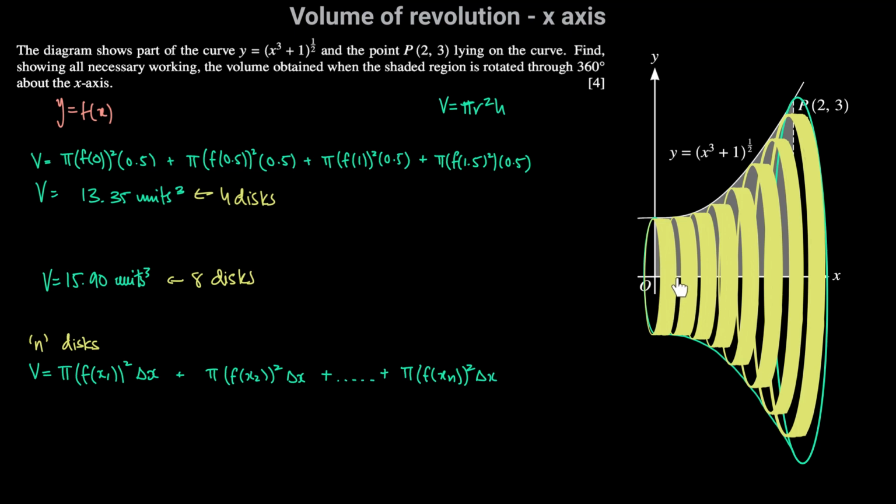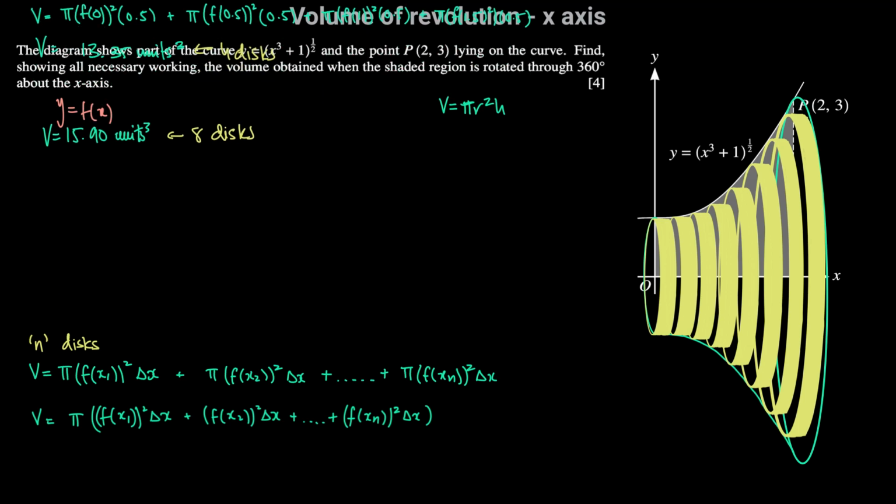For the second disk, the center point will be x2. So the radius will be f of x2. So again, we have pi r squared h and so on. And if we add up the volume of each of those n disks, we get an estimate for the volume of the shape. Now we can simplify this expression for the volume by factoring out pi over here, since pi is a factor in each of these terms.